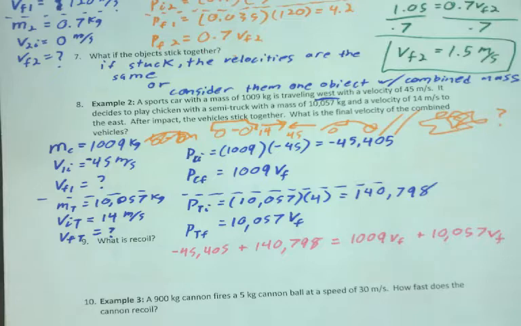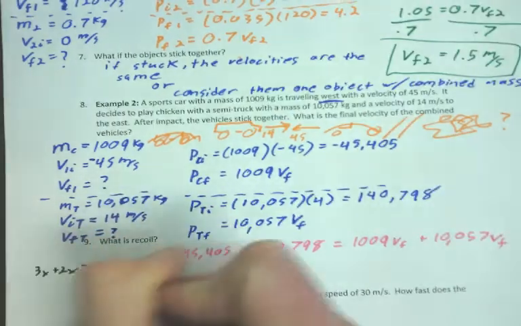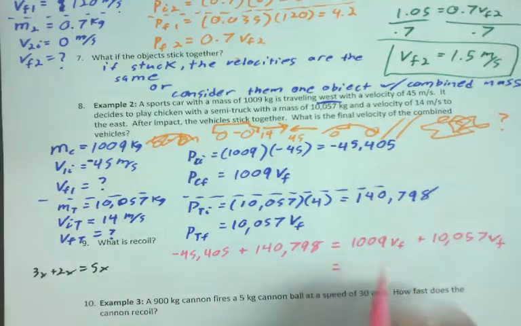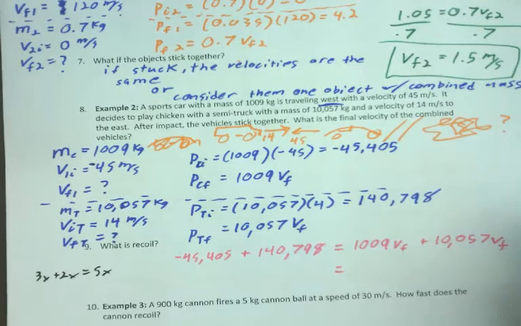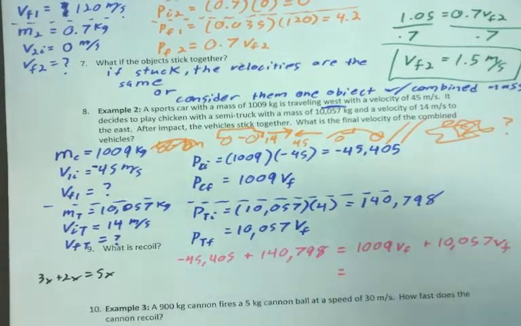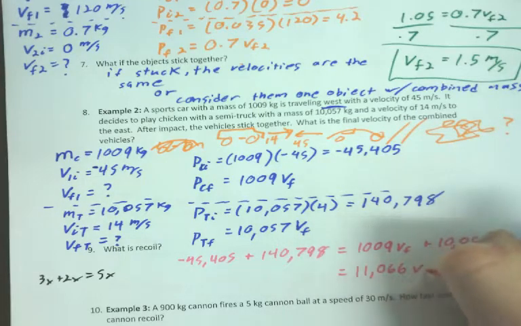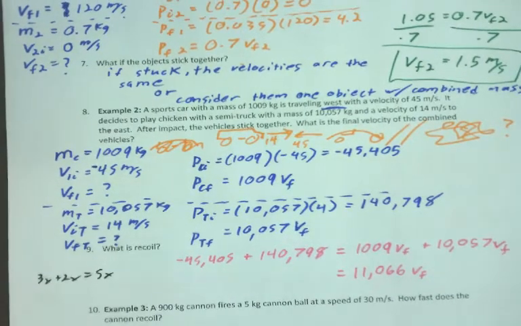This may look really nasty, but it's actually the same as if you were to do 3x plus 2x. You add the numbers up and you get 5x. I'm going to do that over here. 1,009 plus 10,057 gives me 11,066 VF. But let me show you a shortcut, because you all know you like shortcuts.